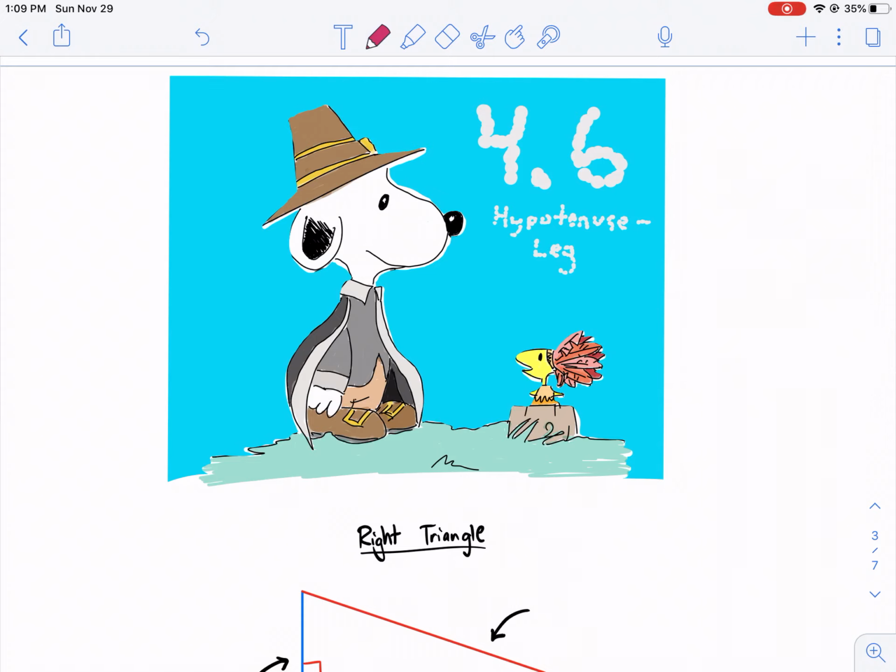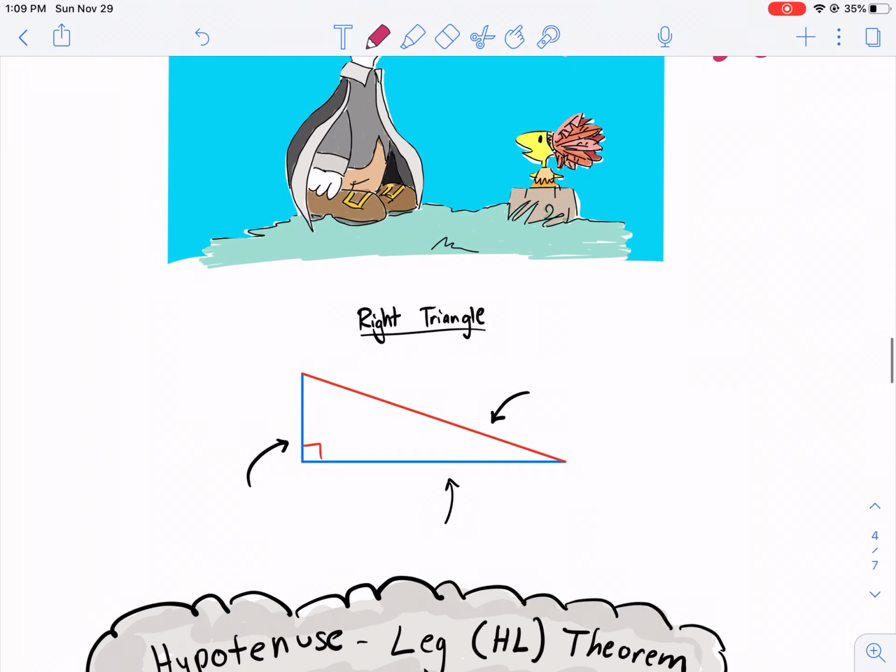This is hypotenuse-leg. We've already been talking about some different ways that you can declare certain triangles congruent to each other. We talked about angle, side, angle, and we labeled these with 3 letters, by the way. Side, angle, side, angle, angle, side, also known as SAA. And we also talked about side, side, side. Now we're going to talk about a 5th one.